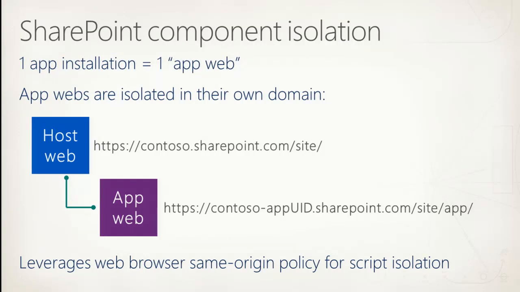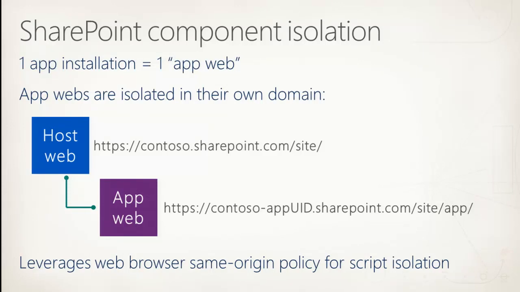The second reason is cross-domain scripting security. Modern browsers support a same origin policy with regards to the JavaScript methods that can be called within an active page. By deploying this app in its own domain, we make sure that JavaScript from other domains cannot be loaded within the app, and we leverage the browser security to protect both the user data and the app itself.